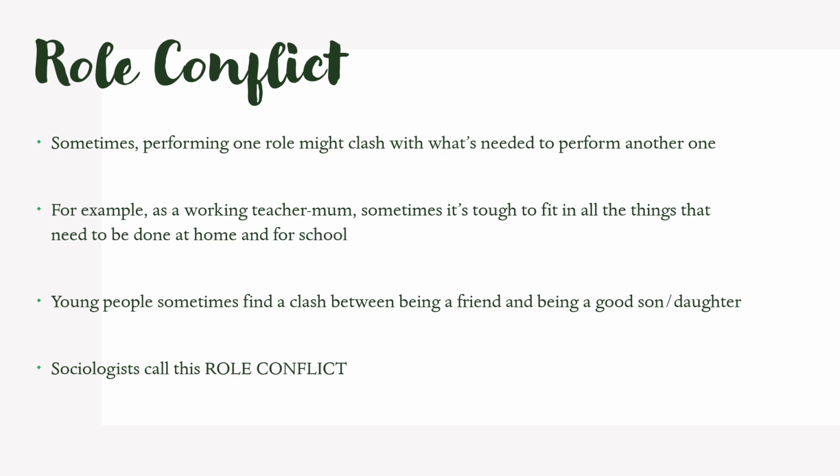Young people sometimes find a clash or a conflict between being a friend and being a good son or daughter. Perhaps your parents have set some boundaries and told you not to do certain things, but your friends are trying to encourage you to go along with them, and it might bring some conflict. You don't know whether to put your role as a son or daughter ahead of your role as a friend. Sociologists call this role conflict. When two roles clash and don't necessarily work well together, we call it role conflict, where people don't know perhaps how to behave in a certain situation.